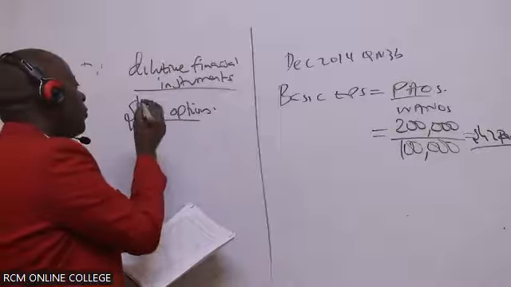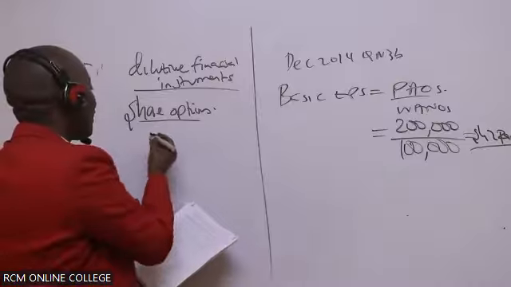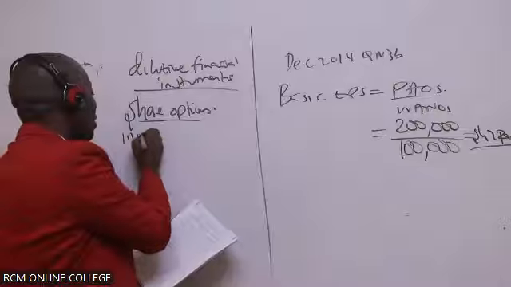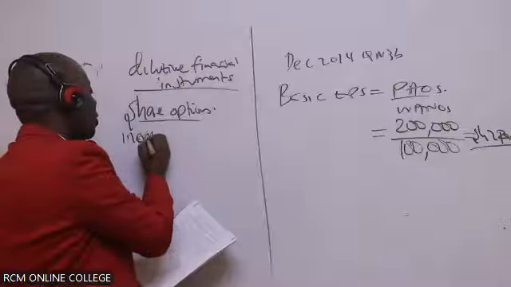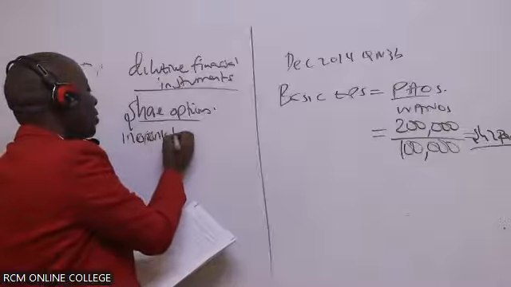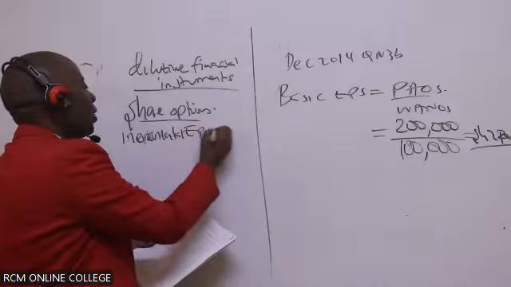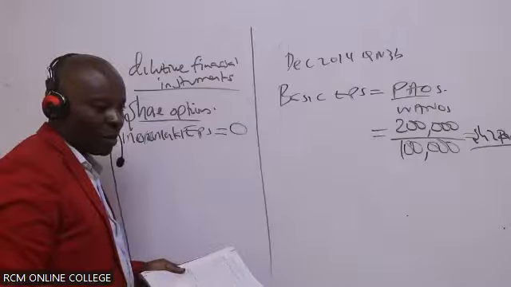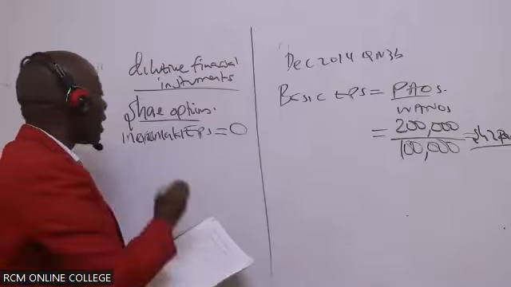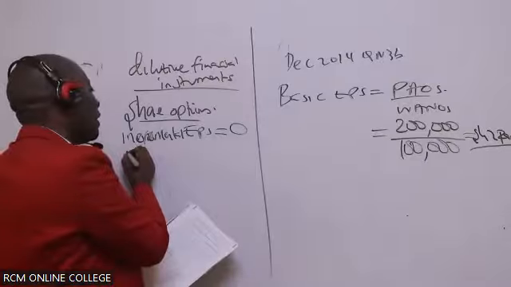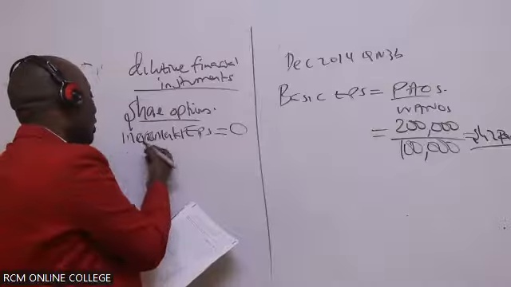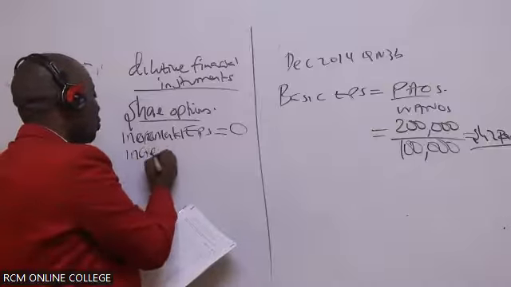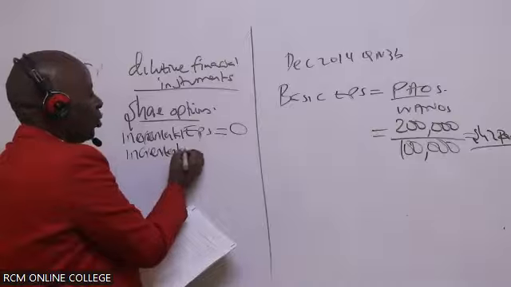So in this case here, for share options, I will look at incremental EPS. So incremental EPS always for options is 0. It's always 0. And then I'll come and give them the incremental number of ordinary shares, the increase in numbers.